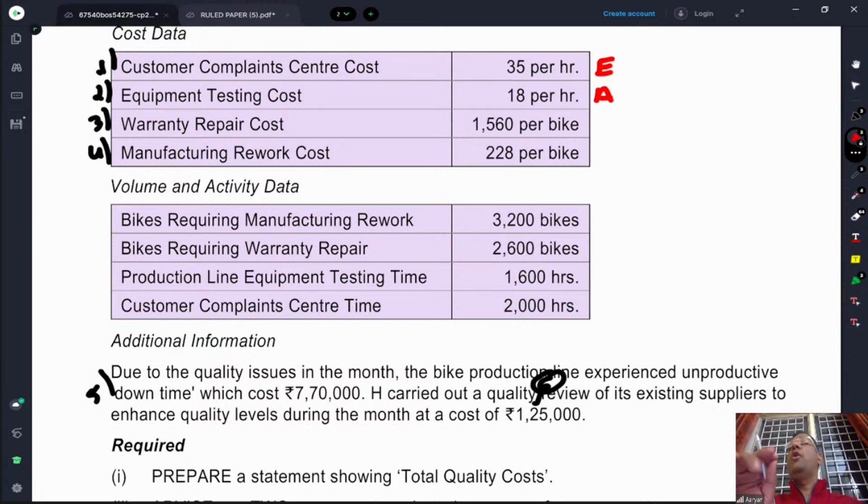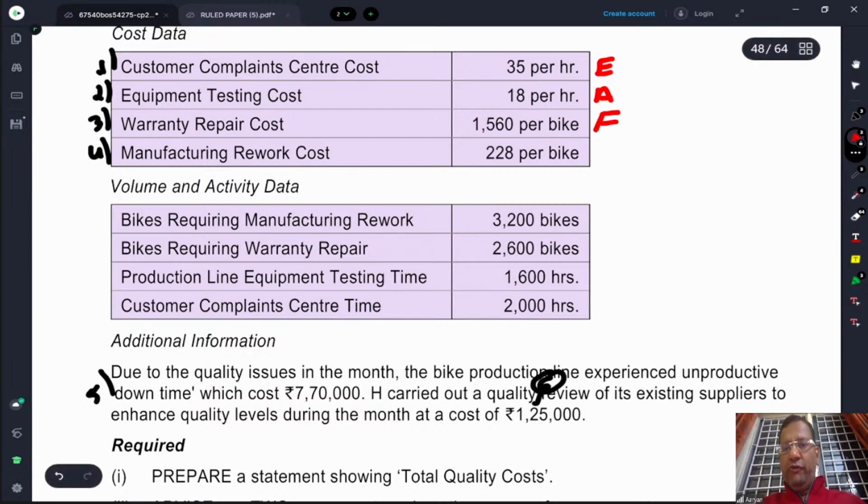Warranty repair cost. Warranty is generally associated with once the goods are sold to the final consumer, then if they face any problem, during the warranty period they will be provided free of cost a repair to that particular product under the warranty. So it will be an external failure cost because customer knows the defect.